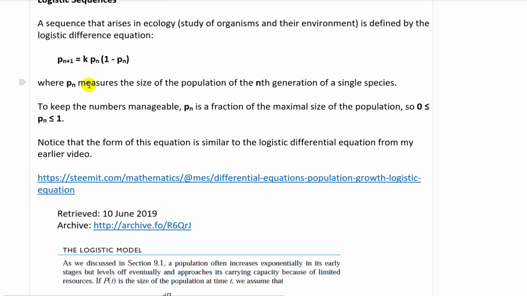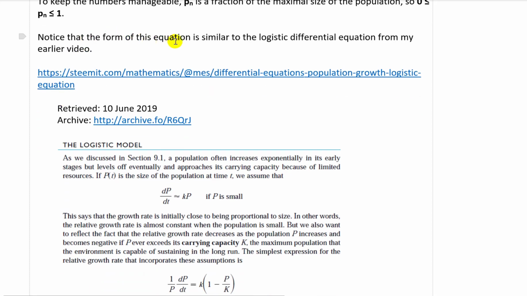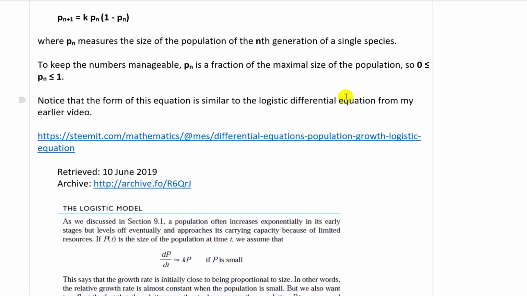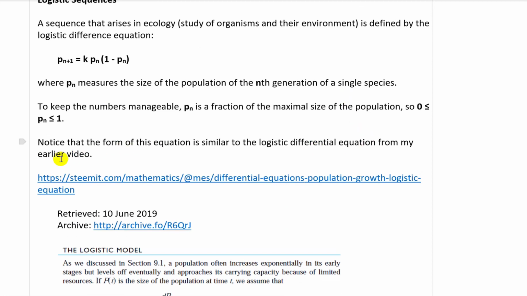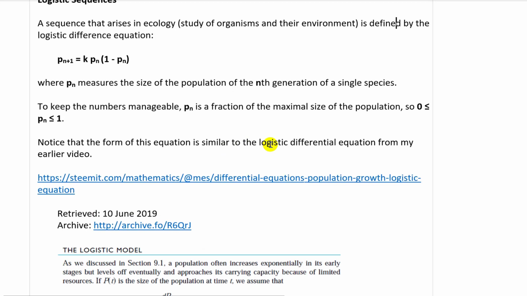Where Pn measures the size of the population of the nth generation of a single species. So the population would change based on this sequence, this formula. I assume k would be a constant, or it's usually a constant. Notice that the form of this equation is similar to the logistic differential equation from my earlier video. Compare this with the logistic differential equation, as opposed to this one, just a logistic sequence.